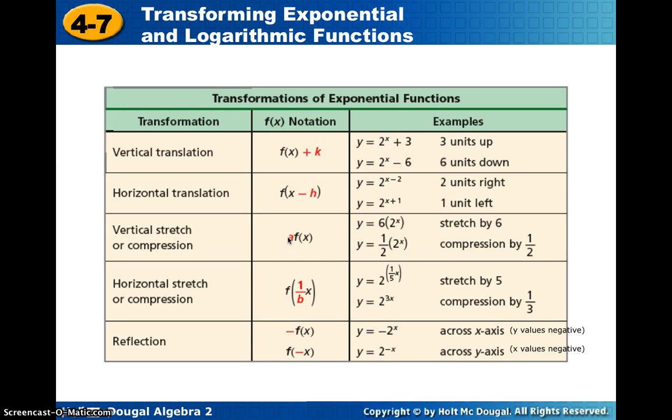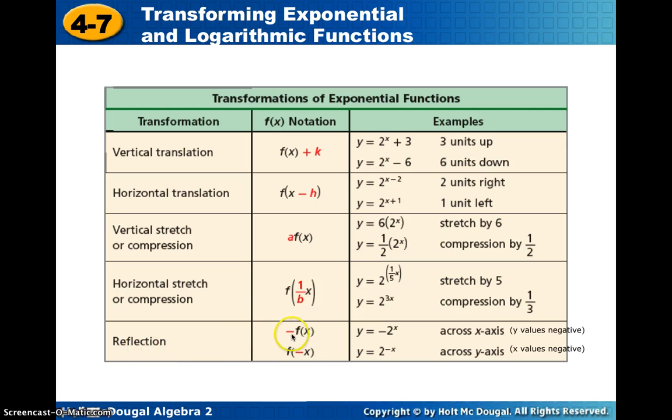Multiplying in front of the function is our vertical stretch or compression. So when we multiply the function here by 6, that's our stretch of 6, and multiplying by 1/2 is our compression of 1/2. If we multiply inside the function where the x is, then we're going to have our horizontal stretch or compression. So if you look up at the exponent and we have something multiplied, that's going to be our stretch. Now remember, the x values are opposite. So even though this looks like we're dividing by 5, that's a stretch of 5. And multiplying by 3 is a compression of 3.